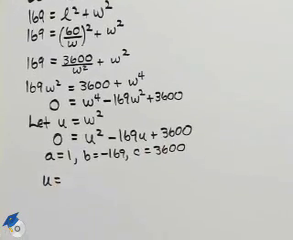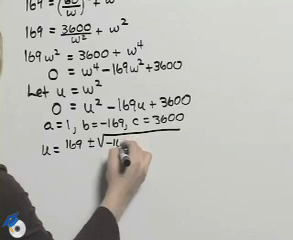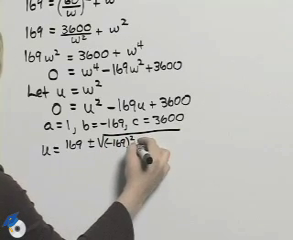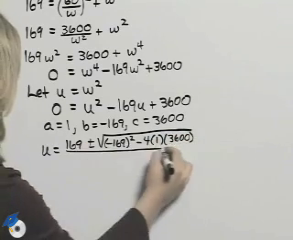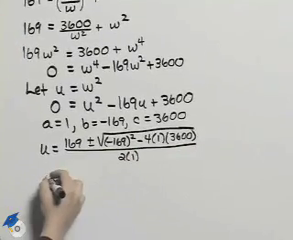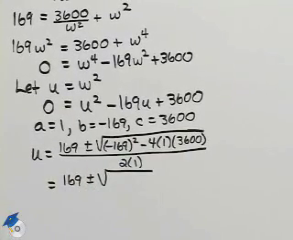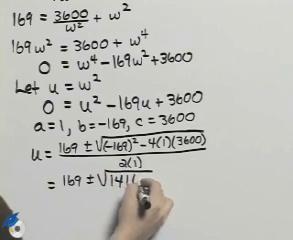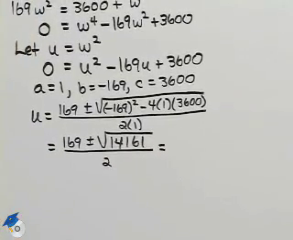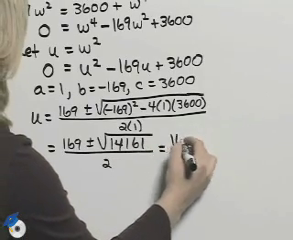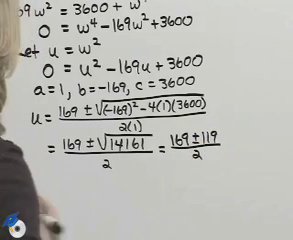So we'll let U equal, using the quadratic formula, the opposite of B, or 169, plus or minus the square root of B squared minus 4 times A times C, all over 2 times A. If we simplify, we'll have 169 plus or minus the square root of, and putting this into a calculator will give us 14,161. We'll divide that by 2. Now, the square root of 14,161 happens to be 119, so this will simplify to 169 plus or minus 119 over 2.